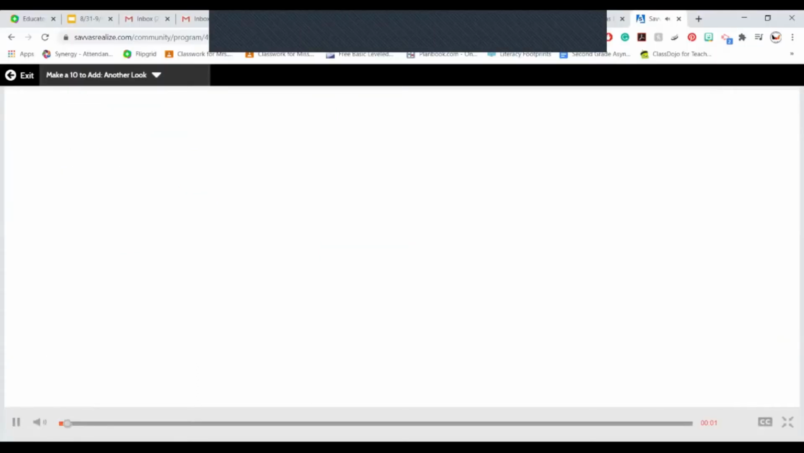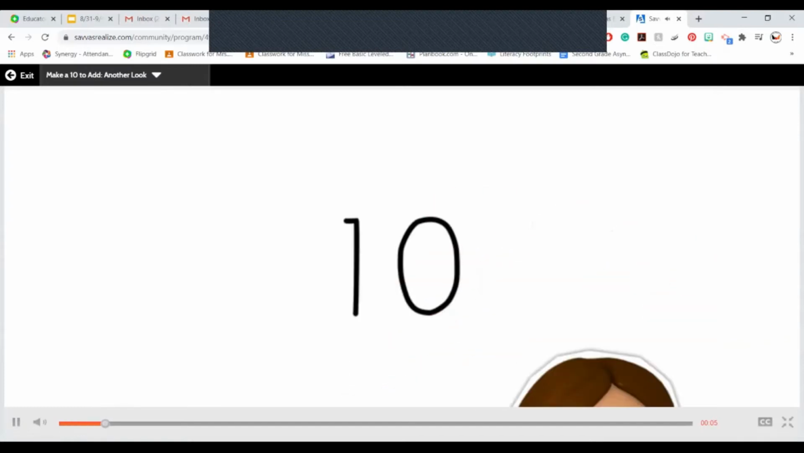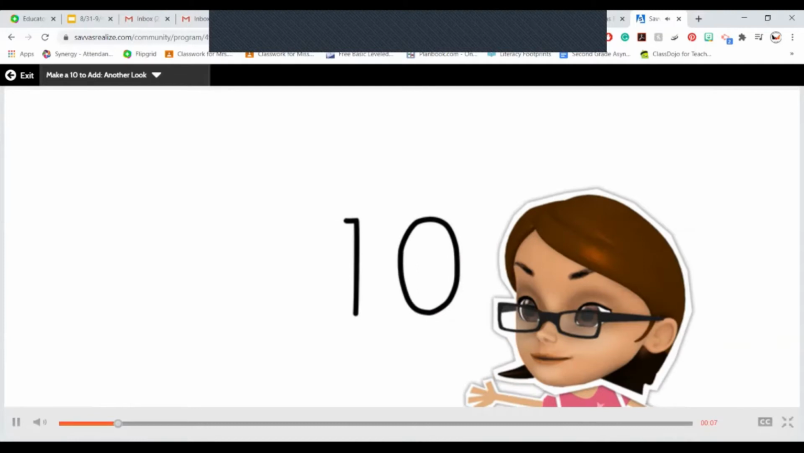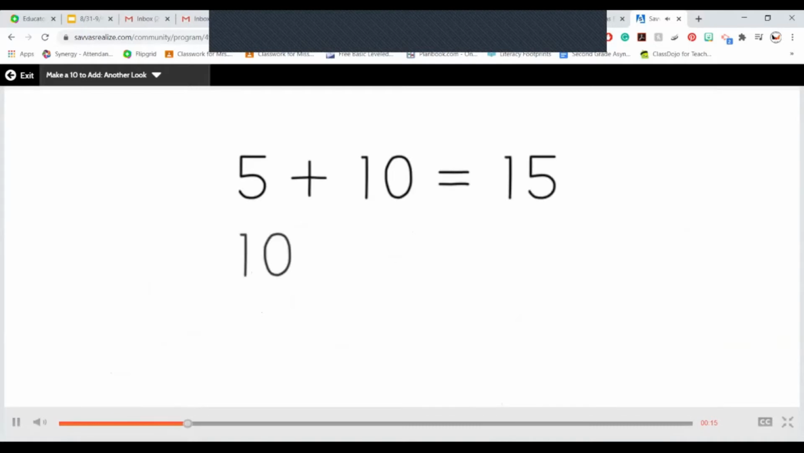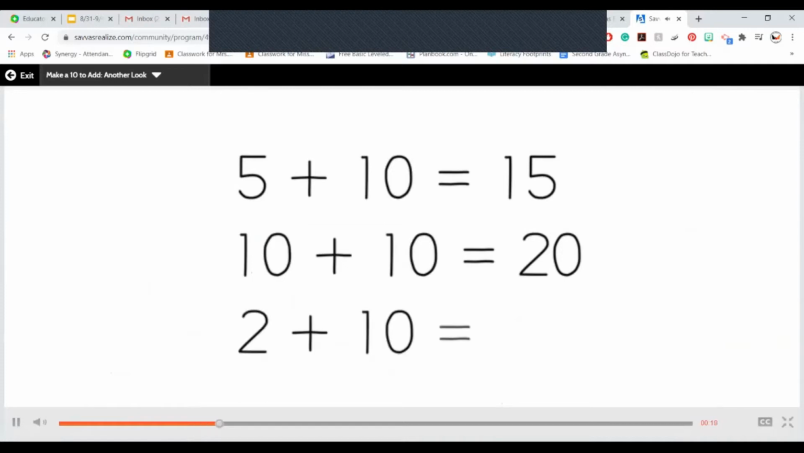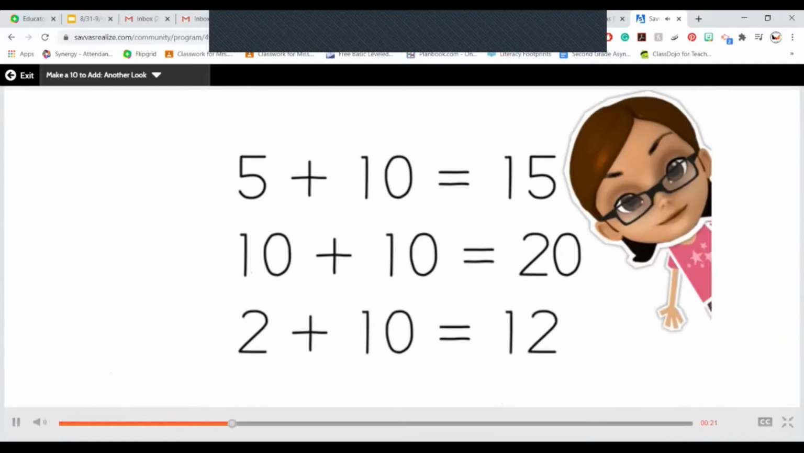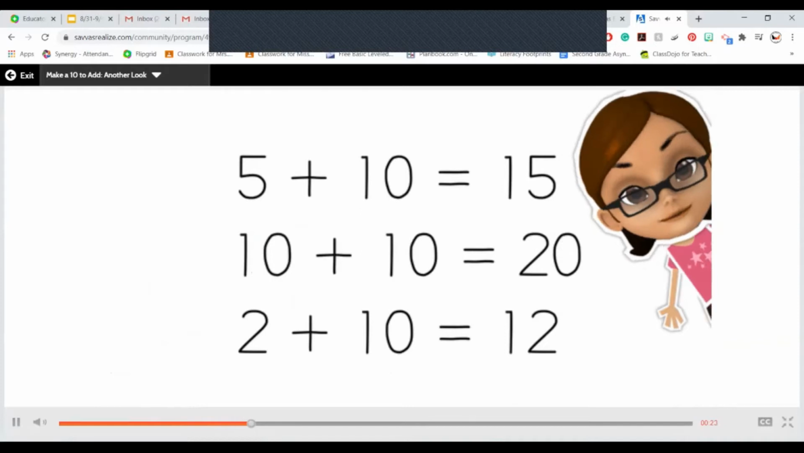When we're adding 2 numbers, we can make a 10 to help us. I like the number 10. It's such an easy number to work with. 5 plus 10 equals 15. 10 plus 10 equals 20. 2 plus 10 equals 12. So easy!